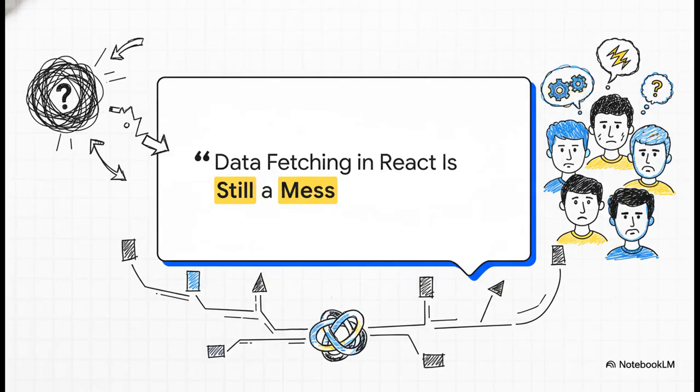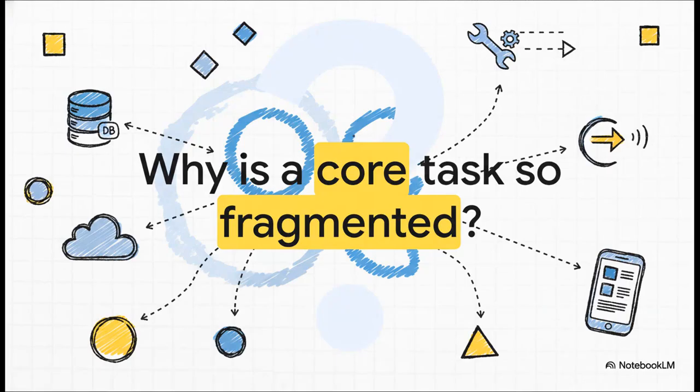And look, if you've ever just wanted to throw your hands up in the air while trying to get data into your React app, trust me, you are so not alone. This sentiment, this idea that it's all just a mess, it's everywhere. Go on Twitter, go on developer forums. It's a feeling we all share, even the pros. So the big question is, how did we even get here? I mean, why is such a basic, fundamental task so all over the place?